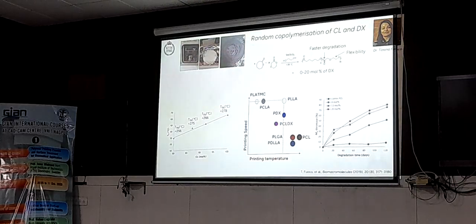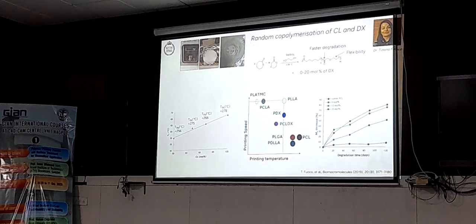And as I said, polycaprolactone has a very low degradation rate, and that can be seen here, where we have the molar mass and the degradation time. The black one on the bottom is polycaprolactone. So within 120 days, it almost doesn't degrade at all. But when we increase the amount of paradioxanone, the rate increases. And the red one is where we have added 20% of the paradioxanone in the copolymer.